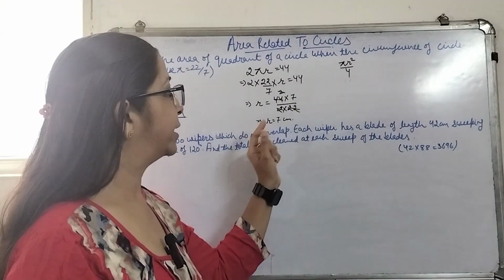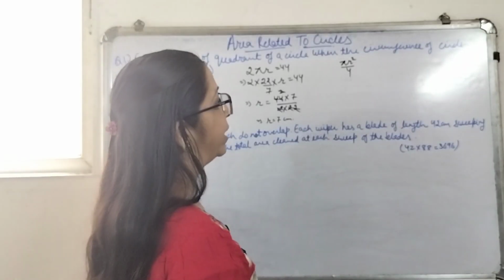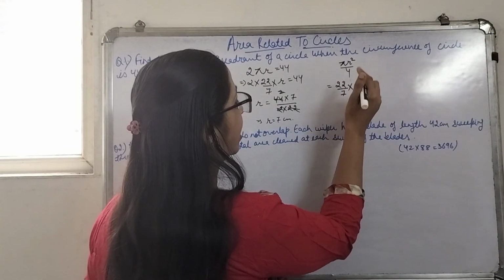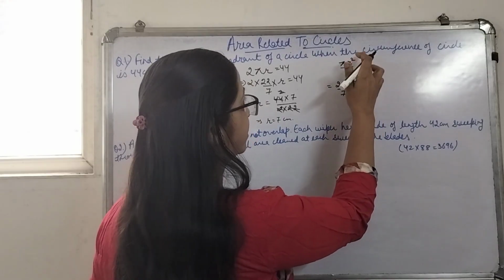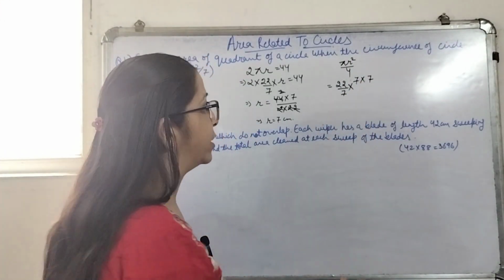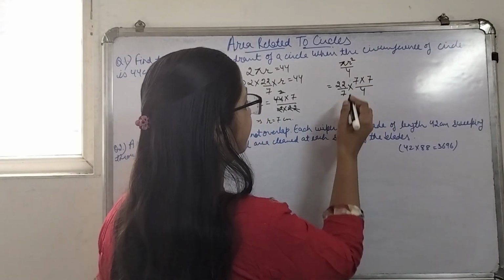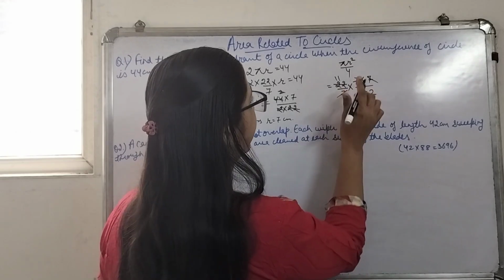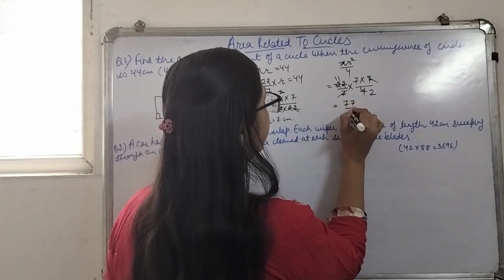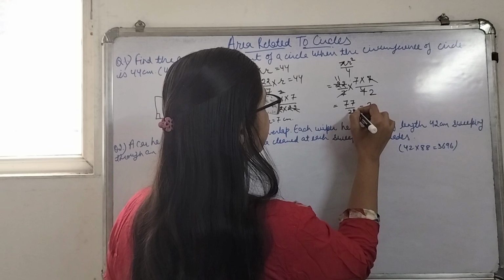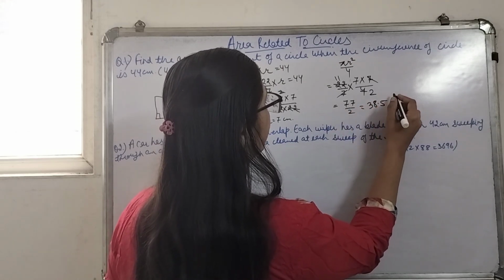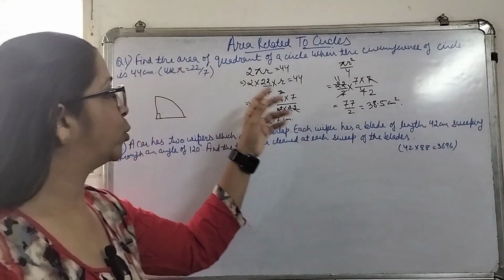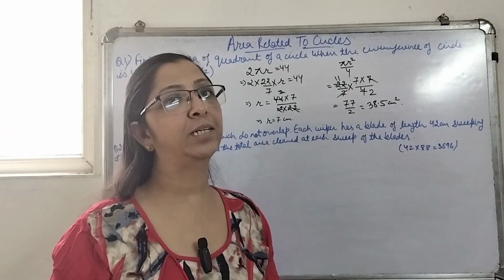We know the value of r, that is 7 centimeter. So what will be the value of pi r square by 4? Just put in the values: 22 by 7, the value of r is 7 multiplied by 7, r square, divided by 4. This 7 is going to cancel. 2 2s are 4. 2 11 times, 11 7s are 77 by 2. So 2 3s are 6, 2 8s are 16, 38.5. The unit was centimeter, so it will be centimeter square. So the area of the quadrant will be 38.5 centimeter square.